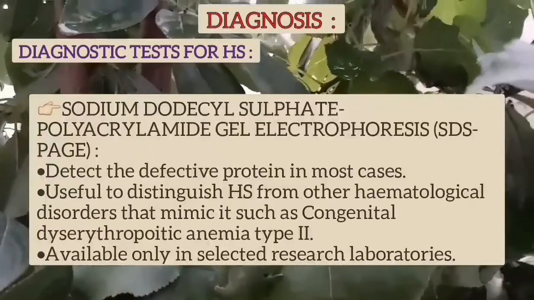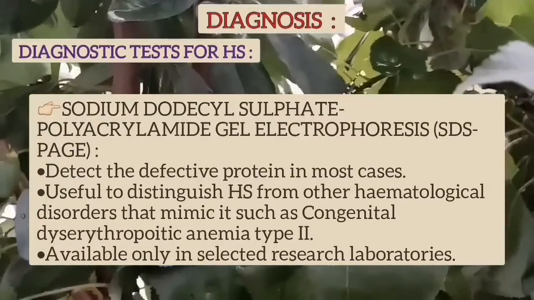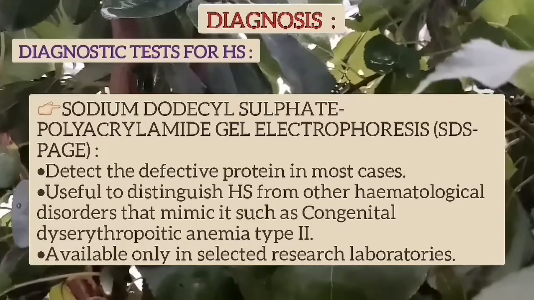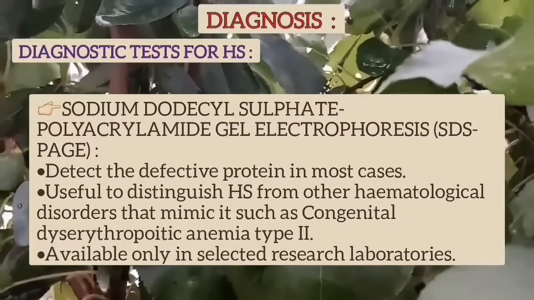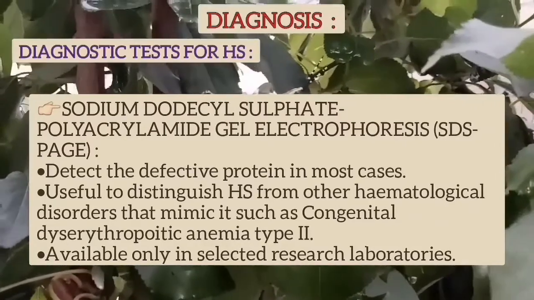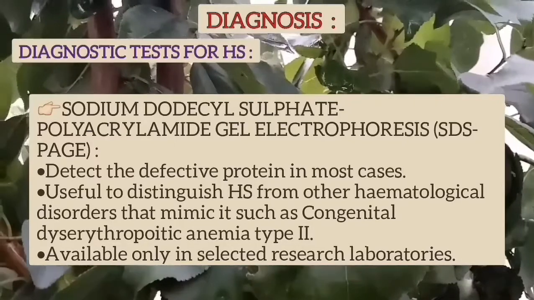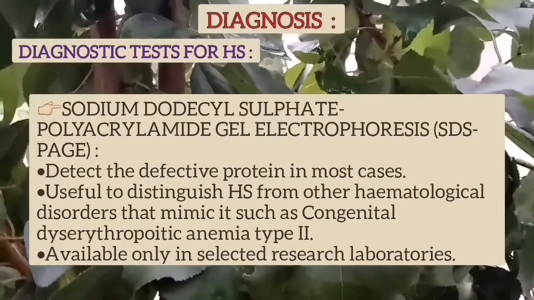Sodium dodecyl sulfate polyacrylamide gel electrophoresis detects the defective protein in most cases. It is useful to distinguish hereditary spherocytosis from other hematological disorders that mimic it, such as congenital dyserythropoietic anemia type 2. Now, it is available only in selected research laboratories.